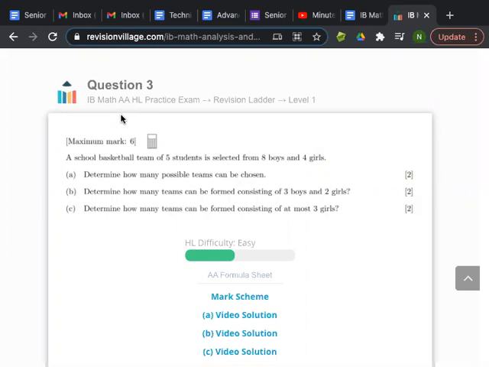I'll give you a hint on your formula sheet. It's in HL topic 1. The nPr or the nCr. It's a permutation or a combination. Which one is this? nCr, it's a combination. Why is it a combination and not a permutation? Because you're combining boys and girls.